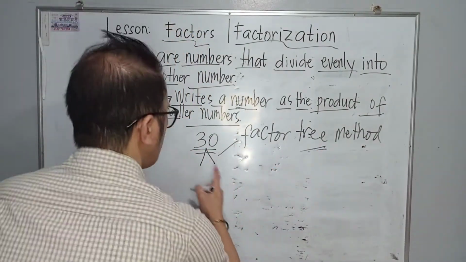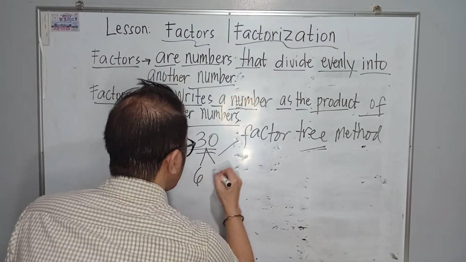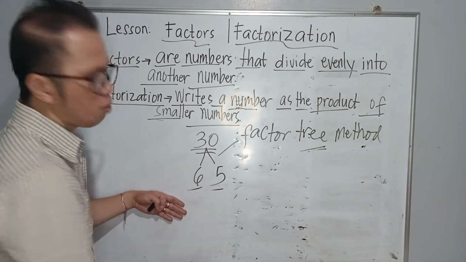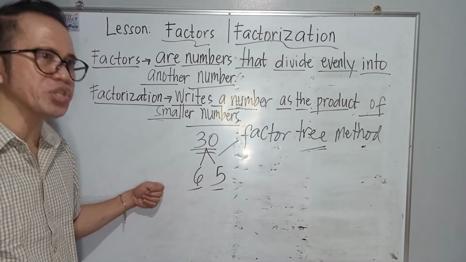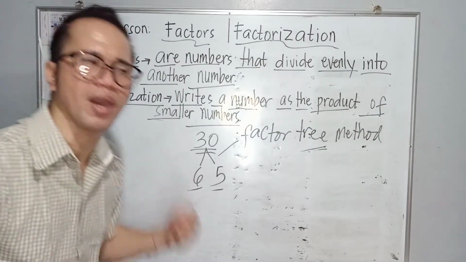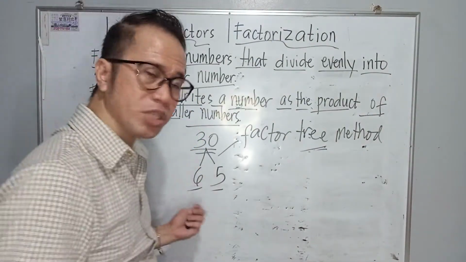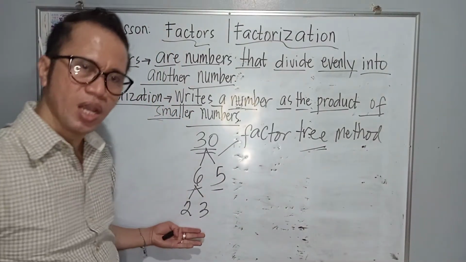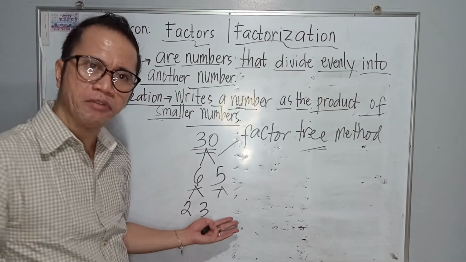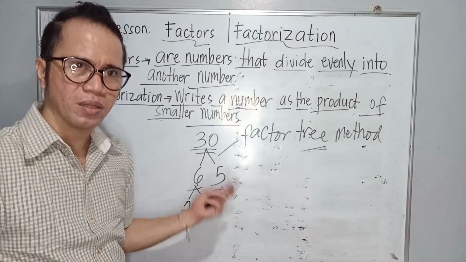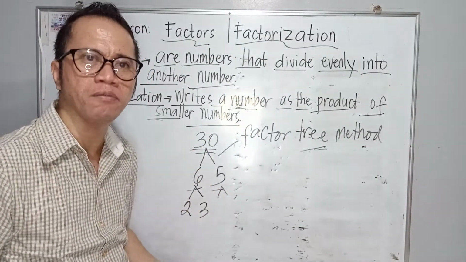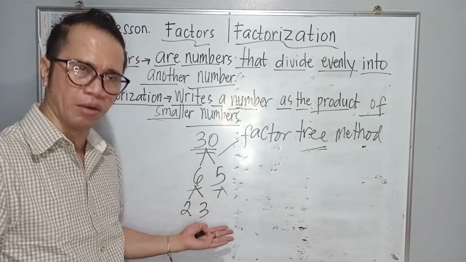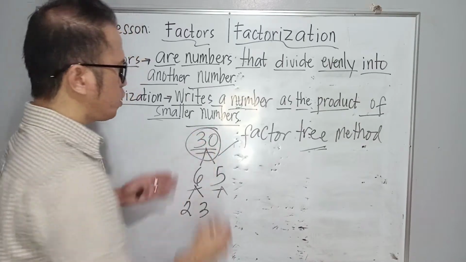Okay, here we go. 30, we have 6 and 5. These are what we call factorization. We can still factor 6. Yes, we can still factor 6 by 2 and 3. How about 5? Is there any factor, class? No, because 5 is a prime number. So there are no other factors of 5 except the number itself. So 30 now is the factors.